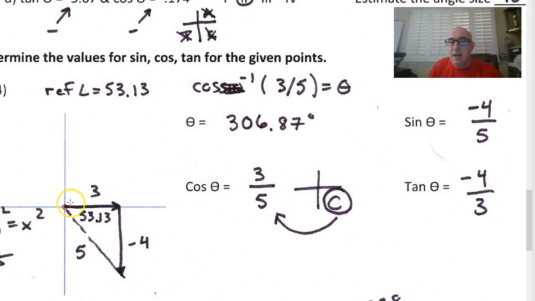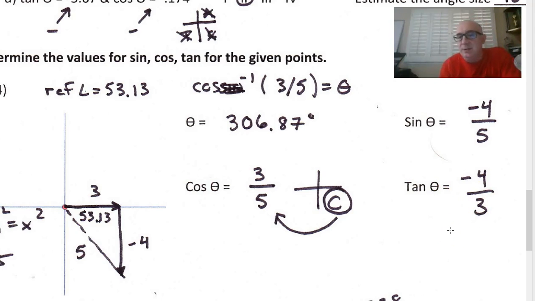Cosine is adjacent, or x over hypotenuse, 3 over 5. Notice it's positive and it should be in this quadrant. Sine is the negative 4, down 4, and then the 5 here, so that's its value. Tangent is opposite over adjacent, and it's a negative 4/3.